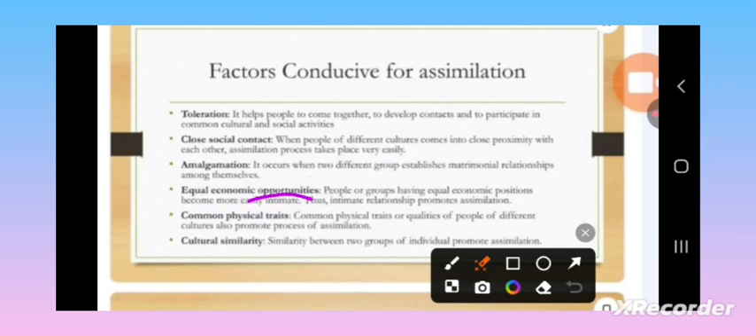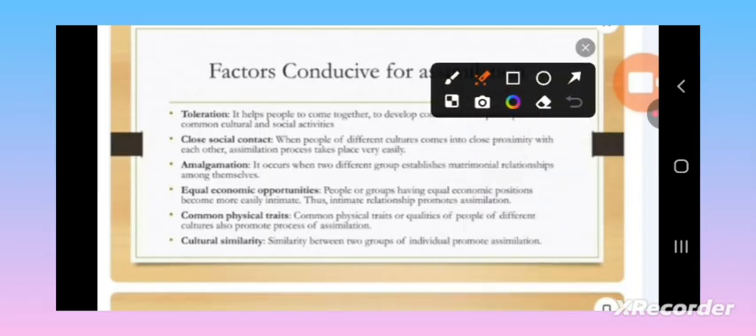Equal economic opportunities: people or groups having equal economic positions and free access to employment will develop a similar standard of living, accelerating assimilation. Common physical traits or qualities of people of different cultures may promote a feeling of oneness, which aids assimilation. Cultural similarity between two groups promotes assimilation as fewer differences need to be overcome.